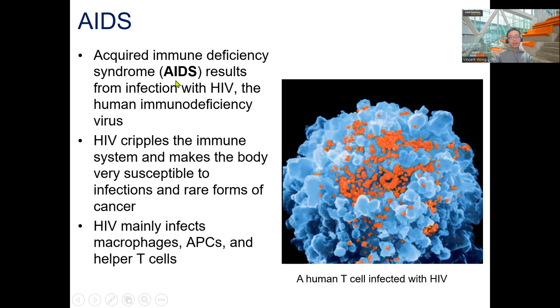In AIDS, the HIV virus actually cripples the entire immune system. It does that because it infects macrophages, it infects other APCs, such as the dendritic cells that we talked about, even the helper T cells, right? So by infecting and killing all these cells, you essentially destroy the entire acquired immunity branch, right?